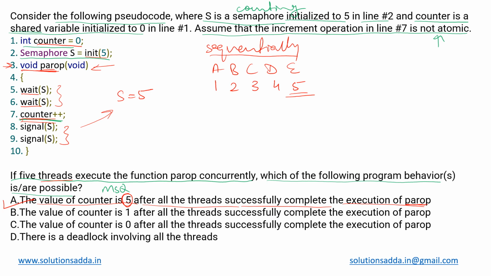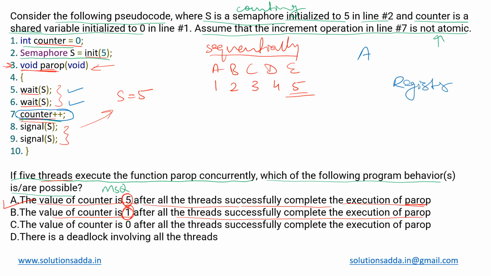Now the second option is saying that its value can be 1 after the execution. If they execute sequentially, then it is definitely not possible. So let us see if it is possible if there is some interleaving between them. Let us say the first process A starts executing this parop function. It completes its line 5, line 6, but when it is at line 7, at that time it has to increment the counter variable, and we know that this increment takes place in 3 steps because we need to use a register for this purpose.